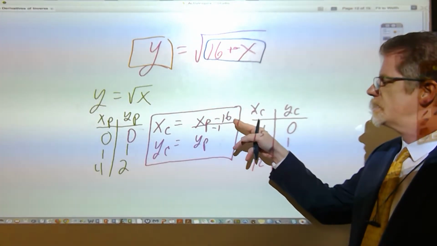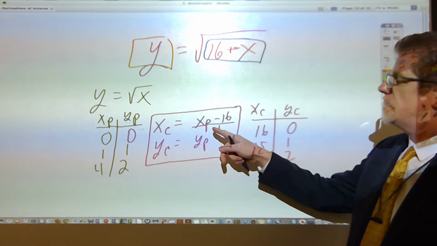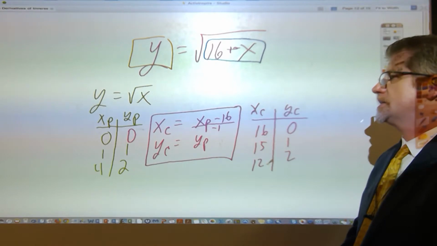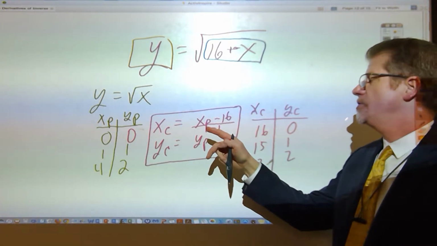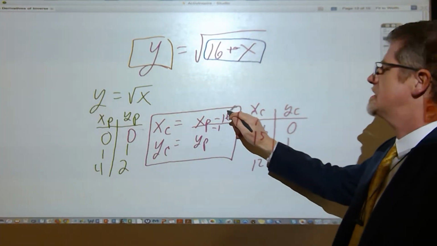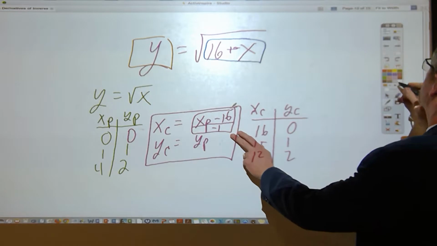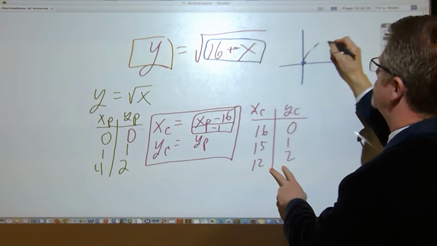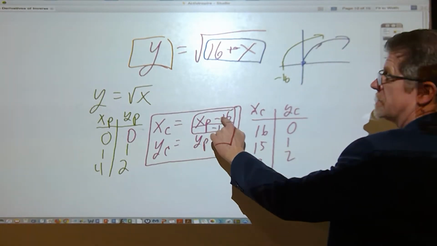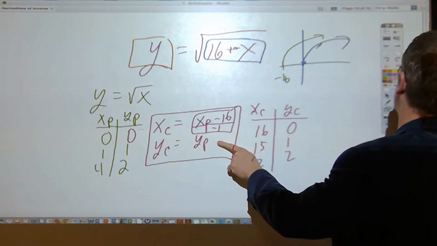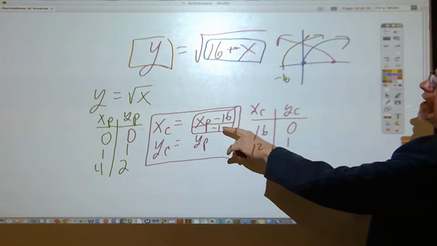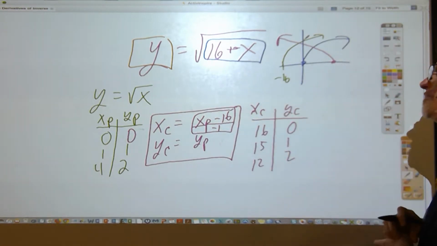Now, this actually suggests something graphically. We would take the parent graph, go left 16, and then reflect it over the y-axis, because when you divide all the x's by -1, you're reflecting over the y-axis. So this suggests a graphical process: take the parent graph, shift it left 16, and then reflect it over the y-axis, because when you multiply all the x's by -1, that reflects over the y-axis.